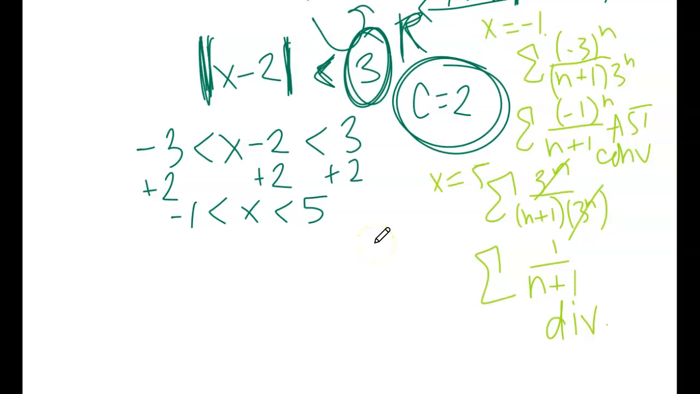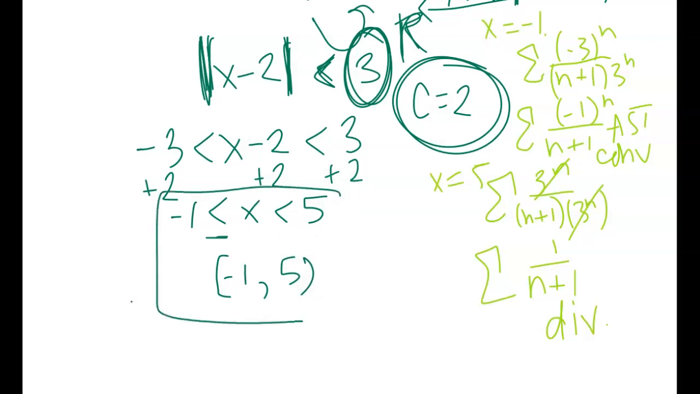And so my final answer here is I'm going to put an interval with a square bracket at -1 and a parenthesis at 5. So it's okay if x equals -1, it's still convergent at that point, but not at 5.